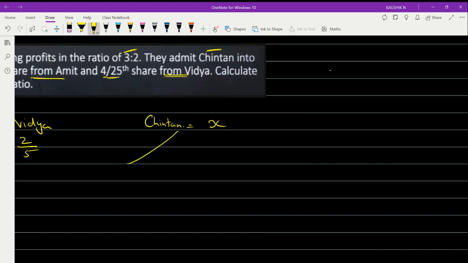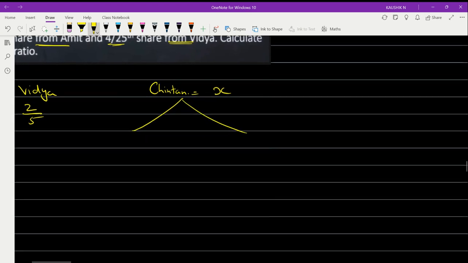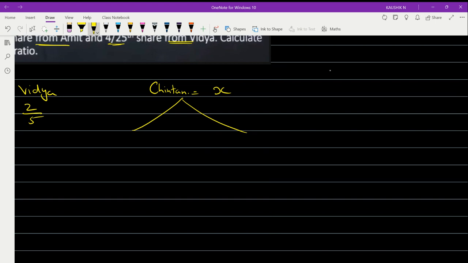This particular partner Chintan is taking his share of profits from two people, that is from Amit as well as from Vidya. Chintan takes one fifth of his share, so out of X, one fifth. It is not given that one fifth is his entire share. One fifth alone he is taking from Amit. We don't know his share, so let us have it as X itself. One fifth of X from Amit. Clear?